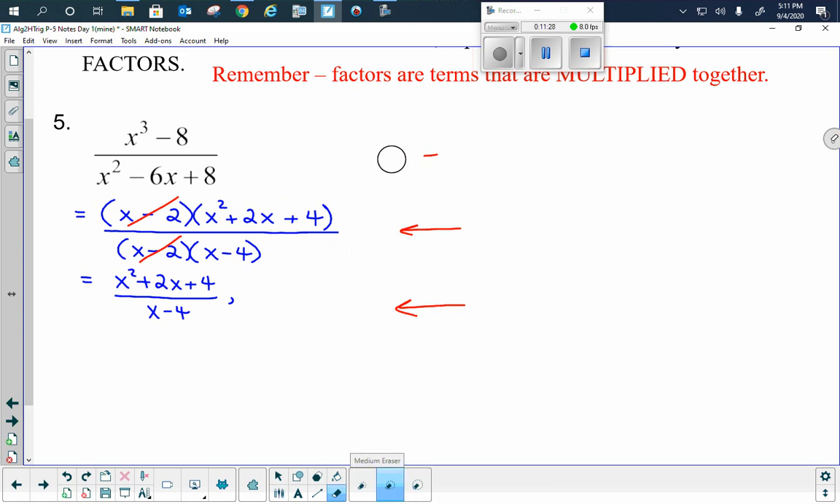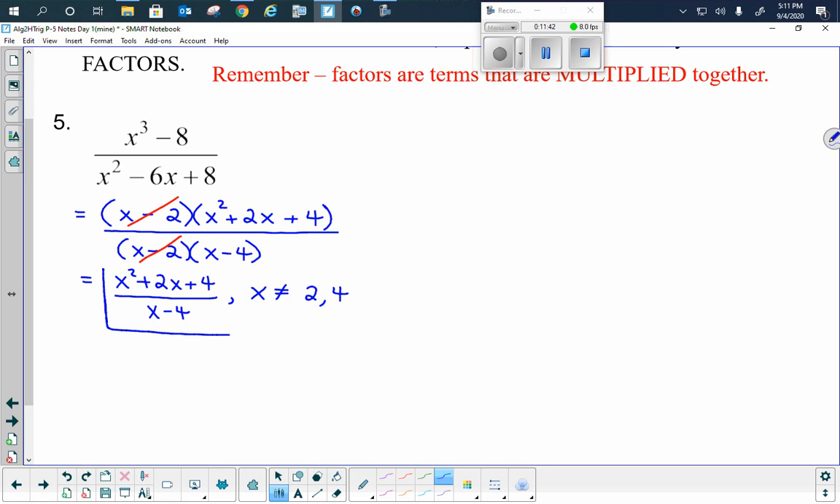Okay? For my class, you're going to show me the true domain. So your answer is going to be, comma, x cannot equal 2 or 4. There's a full answer. That's what I want from you.